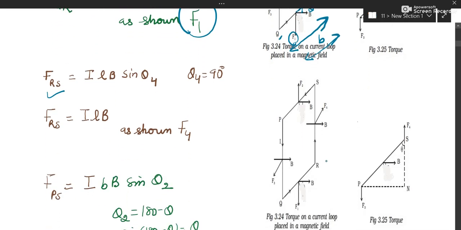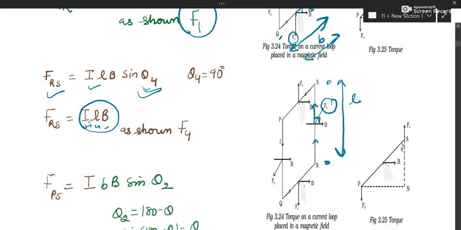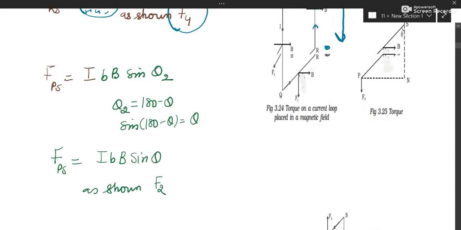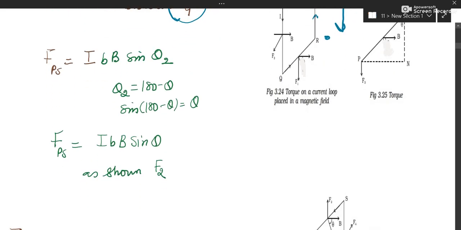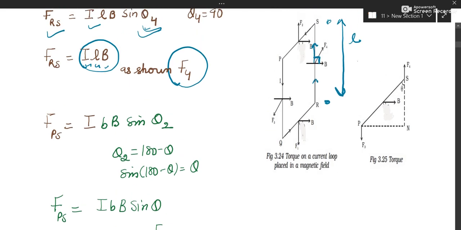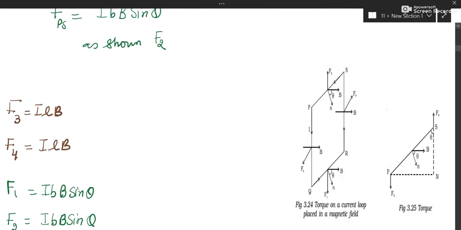Okay, now coming to third arm, which is RS. So you can see here RS, by name it is fourth force. Okay, so theta 4 will come. So I, again length is L. So ILB sin, and here you can see current is going like this. It means current is here. So angle between B and I is 90. So sin 90 is 1. So it is ILB, and it is shown by F4. This force is F4. Now coming to fourth one, which is left. Fourth arm is left. And that arm is your PS. This PS is left.